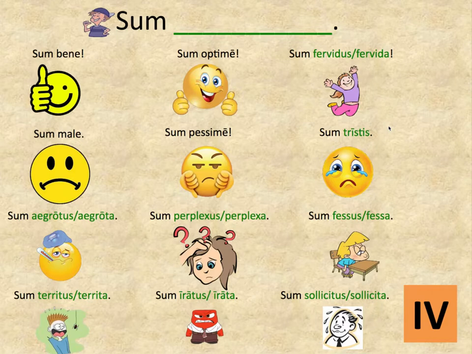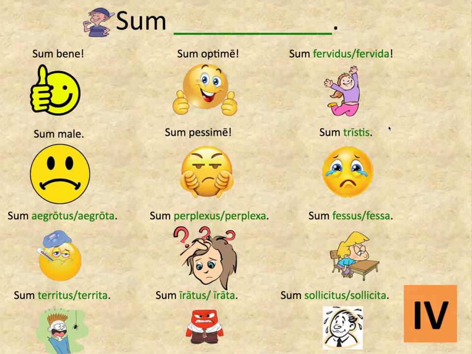Even better than that is sum fervidus or sum fervida. For this one, you're going to give me 2 thumbs up and a woohoo. Sum fervidus, sum fervida. Now, the second row is kind of the opposite of the first row. So instead of a thumbs up, give me a thumbs down, and everybody say sum male. Remember, there's no silent E in Latin. You are going to pronounce that E. Say it again after me, everyone.